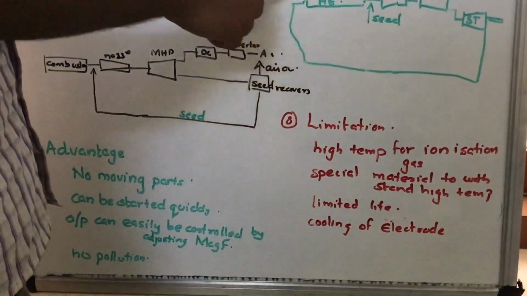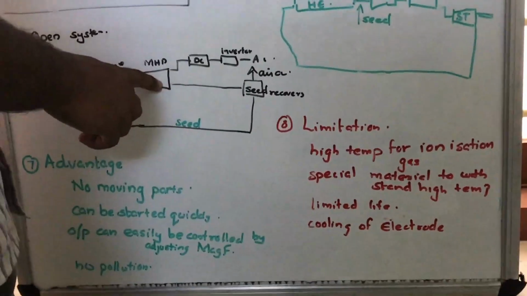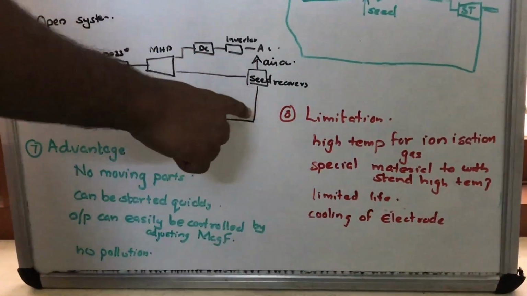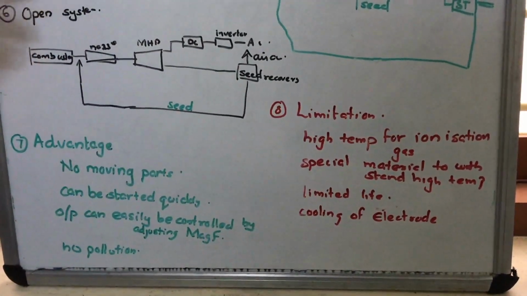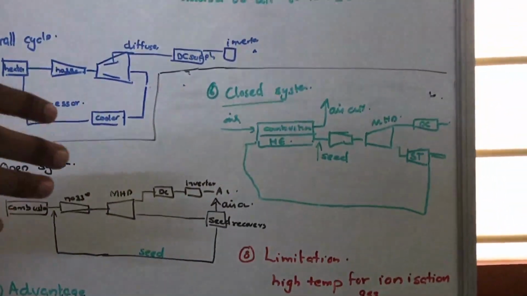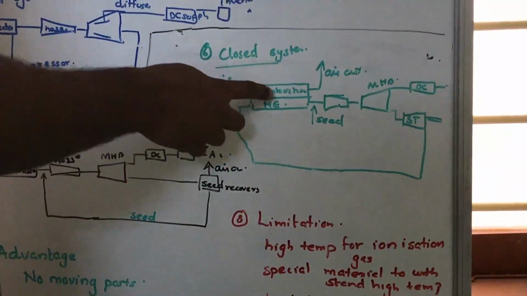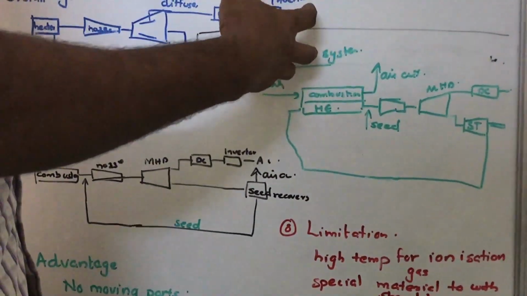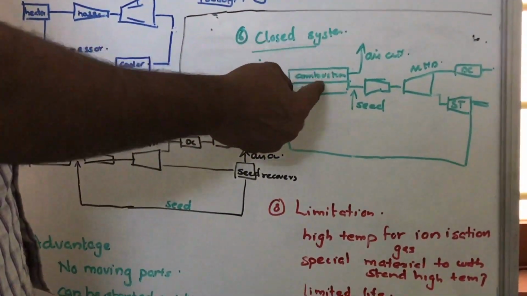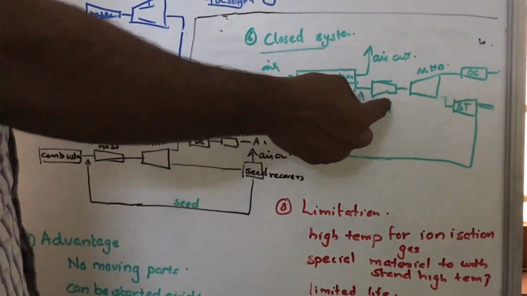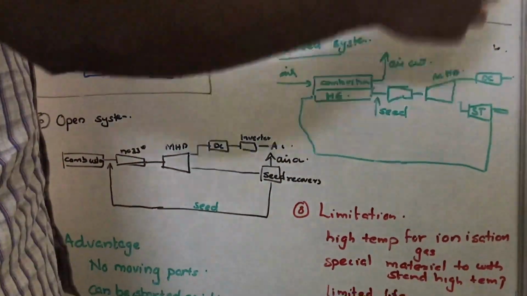In a closed system, after the MHD generator we take the whole gas back and supply it to the compressor. In a closed system, usually we do not use air, we use argon, etc. We pass air through a combustion chamber, heat is produced, and then by using a heat exchanger we supply that heat to argon. That argon is passed through a nozzle and then through the MHD generator. Then there is the DC supply, inverter, etc.